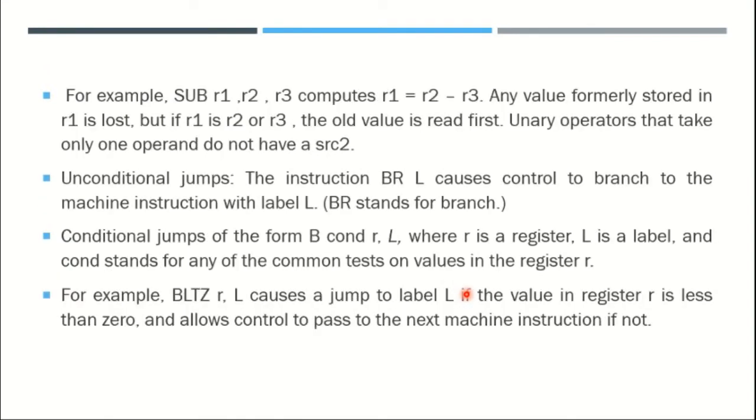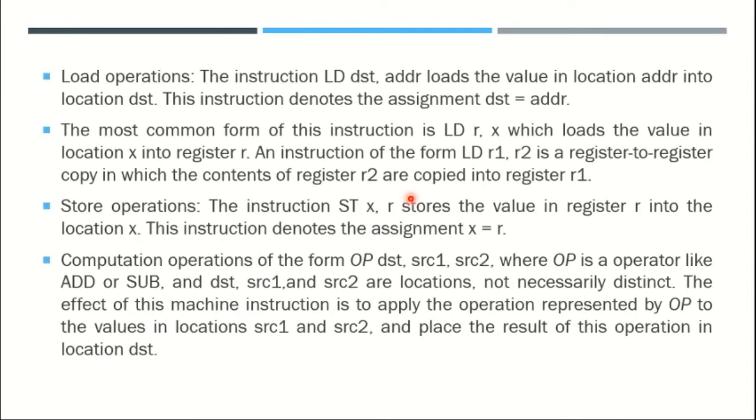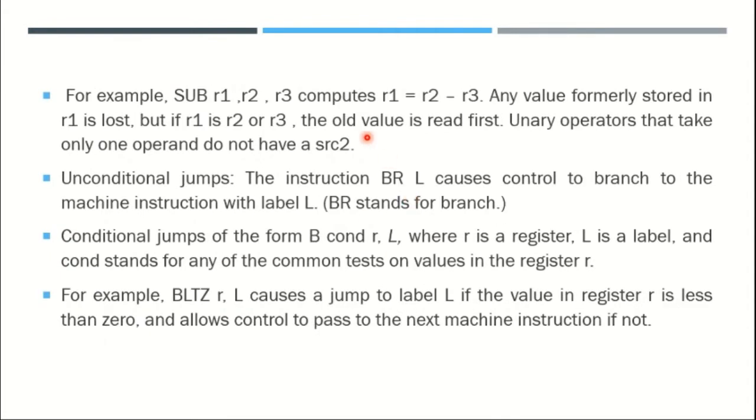Now, for example, consider a computational operation like subtraction: sub r1, r2, r3. Here sub indicates subtraction of r2 and r3. That means we perform r2 minus r3, and whatever the result of r2 minus r3 is, that value is assigned to r1. This is the form of computational instructions.